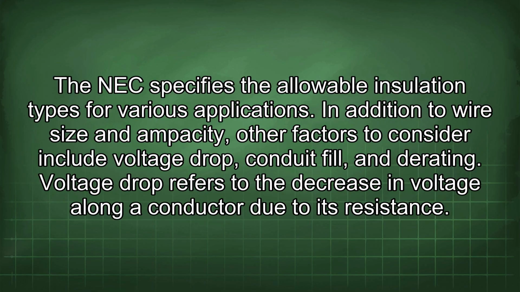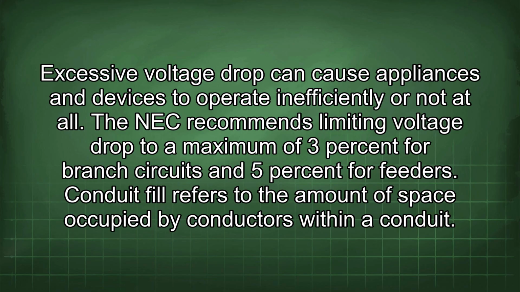The NEC specifies the allowable insulation types for various applications. In addition to wire size and ampacity, other factors to consider include voltage drop, conduit fill, and derating. Voltage drop refers to the decrease in voltage along a conductor due to its resistance. Excessive voltage drop can cause appliances and devices to operate inefficiently or not at all. The NEC recommends limiting voltage drop to a maximum of 3% for branch circuits and 5% for feeders.